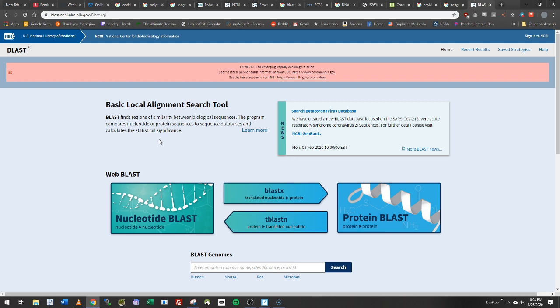We're gonna BLAST it. And if we BLAST this thing and it's completely new and we've never seen it before, then there's not going to be an exact match in the BLAST database for the genetic code, or there might be some similarities that we would be interested in.